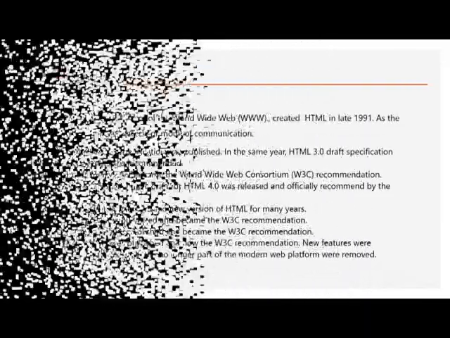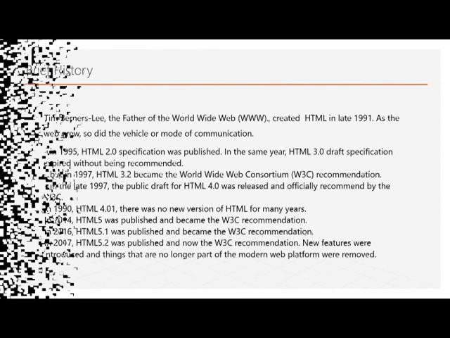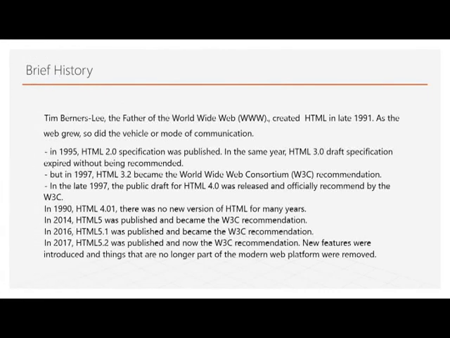As the web grew, so did the vehicle or mode of communication. In 1995, the HTML 2.0 specification was published. In the same year, the HTML 3.0 draft specification expired without being recommended. But in 1997, HTML 3.2 became the World Wide Web Consortium, or W3C, recommendation. In late 1997, the public draft of HTML 4.0 was released and officially recommended by W3C.